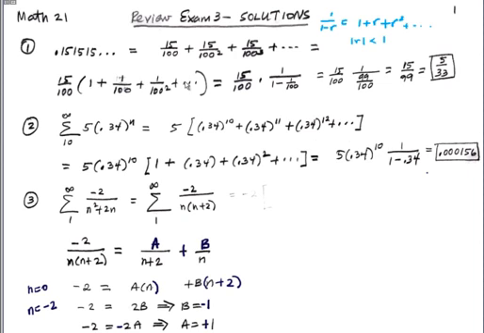So this starts at 1. So this is equal to 15 over 100 times 1 over 1 minus r. In this case, r is 1 over 100. And you just work this out and we get 5 over 33.